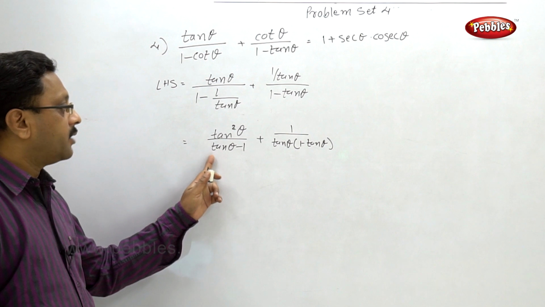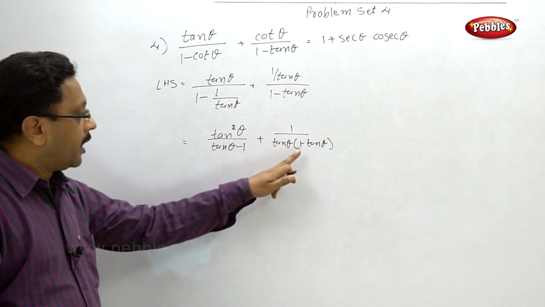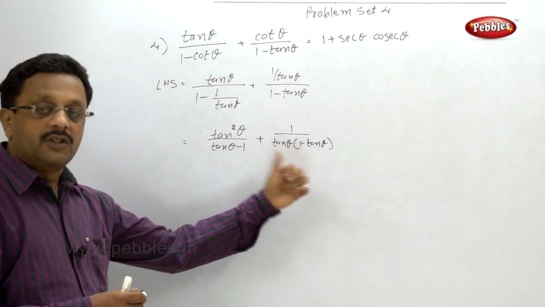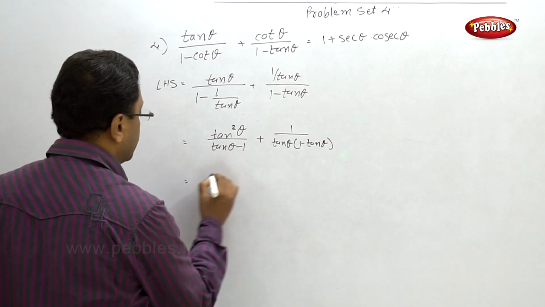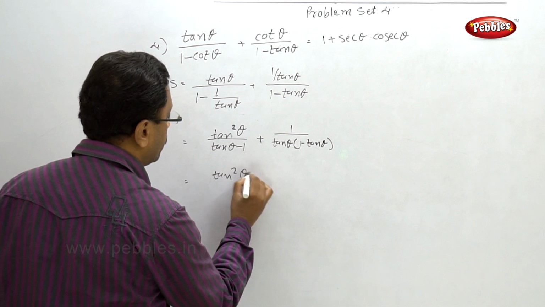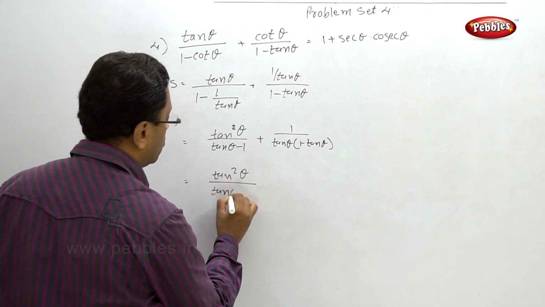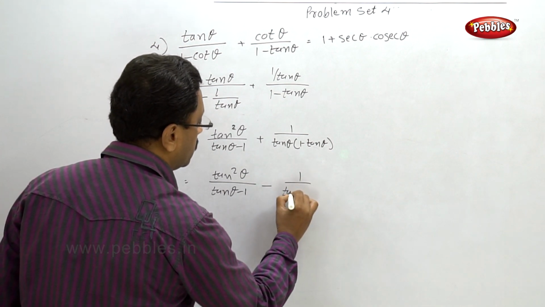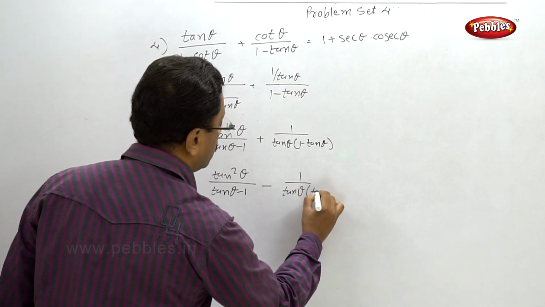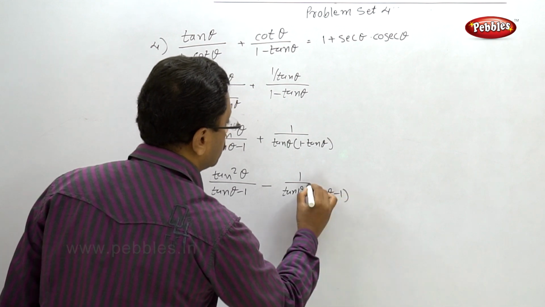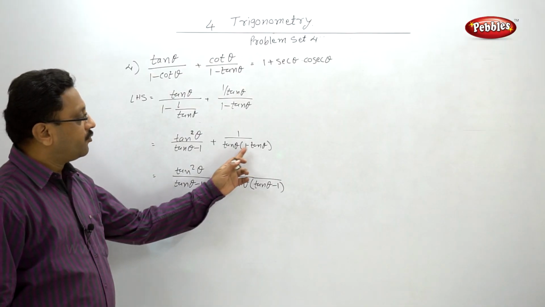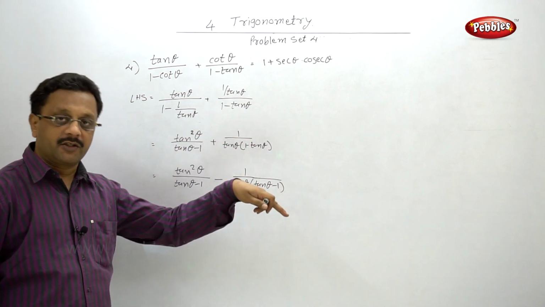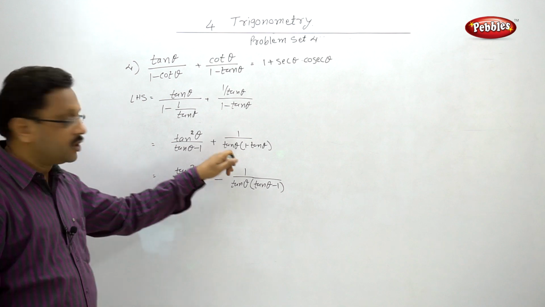Now here I have tan theta minus 1 and here I have 1 minus tan theta. So if I interchange, the sign will change. So I will get tan square theta upon tan theta minus 1. Now this sign I will change, 1 upon tan theta into tan theta minus 1. I have interchanged 1 and tan theta. Instead of 1 minus tan theta, I have taken tan theta minus 1. So outside this sign will change.